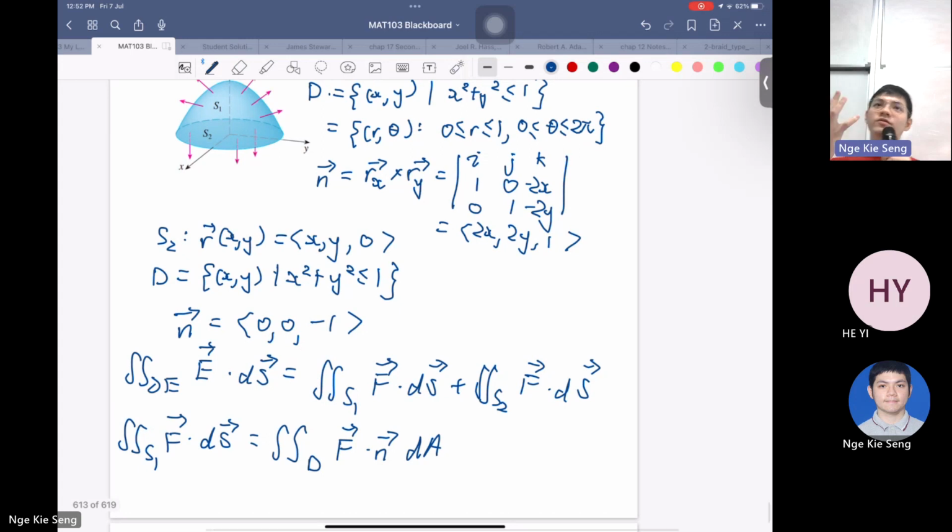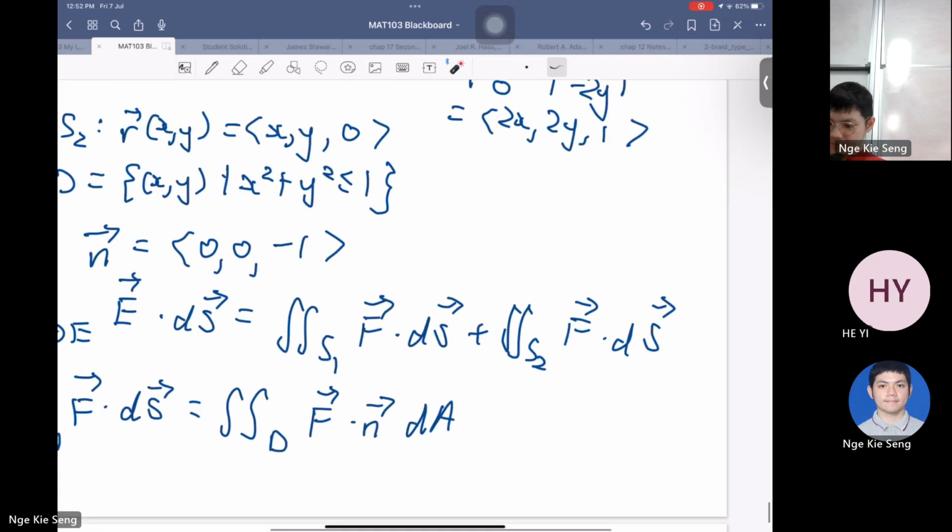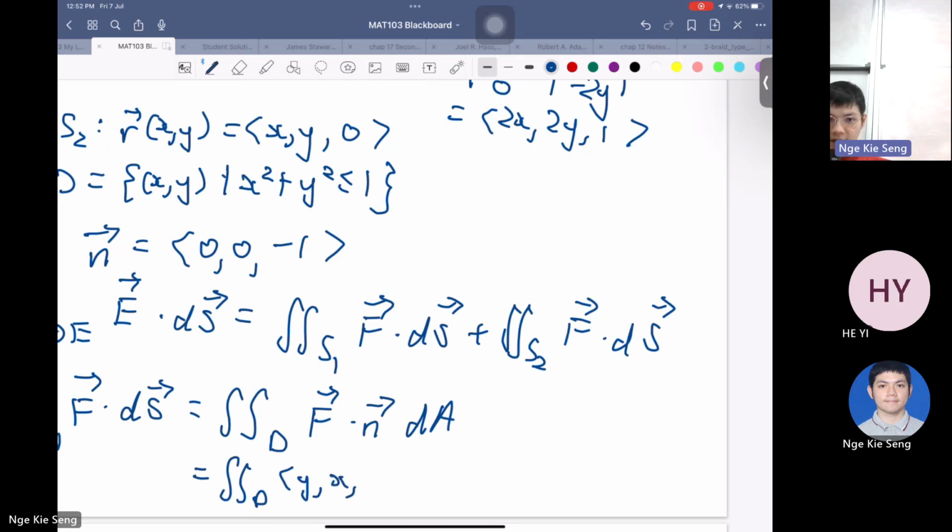You should see the similarity to the line integral. The line integral has a t variable, an interval. In this case, our F is (y, x, 1 - x² - y²). On the first surface, the normal vector is (2x, 2y, 1), and dA.